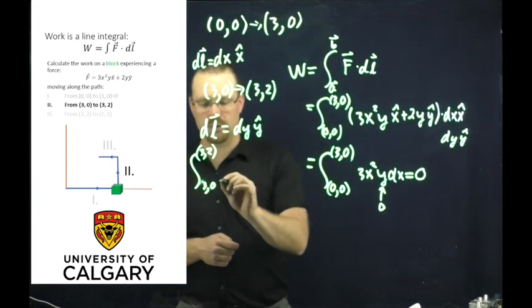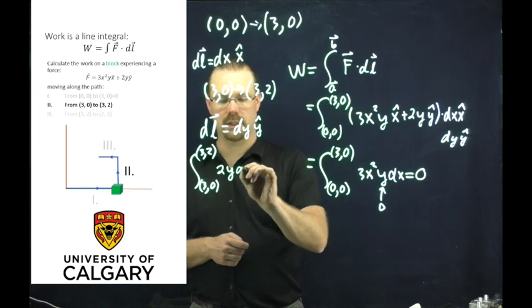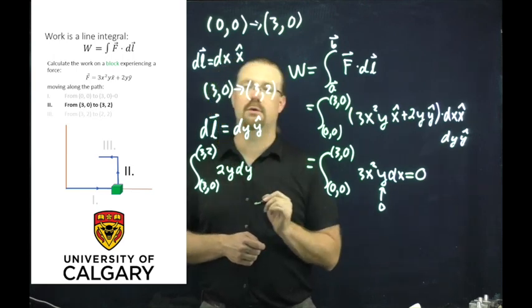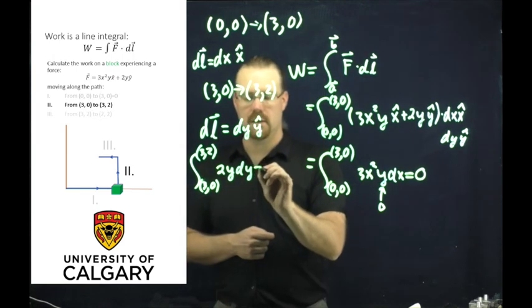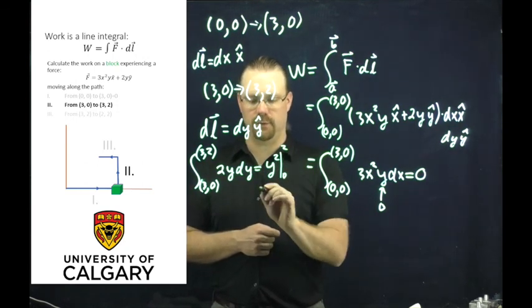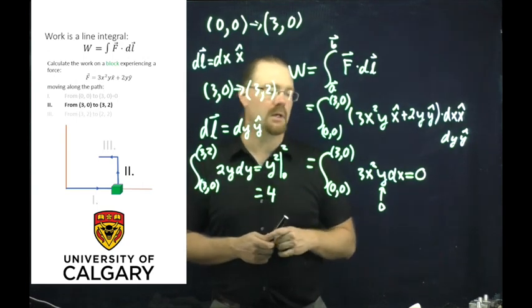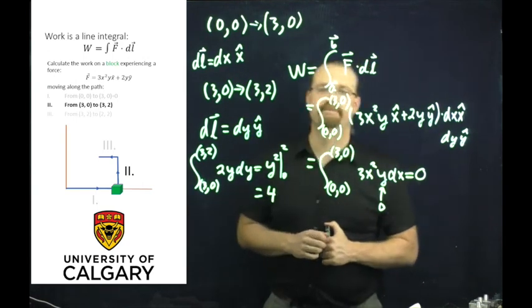And that's going to leave us with 2y dy. And of course, the integral of 2y dy is y squared, evaluated from 0 to 2. So that is going to be 4. So the first part was 0, the second part is 4.